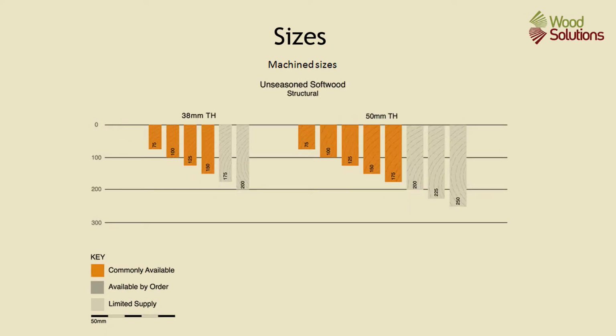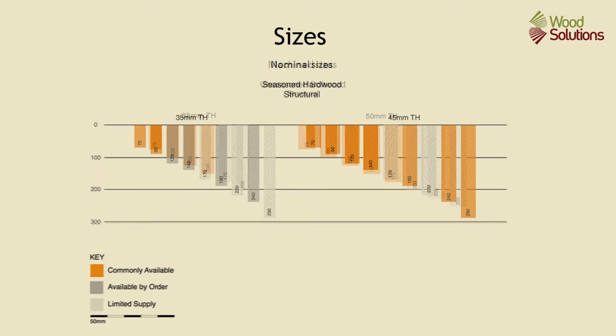Unseasoned structural softwood is available especially as treated material. Unseasoned, untreated material is not common in the market. It is available in standard thicknesses of 38 and 50mm. Widths generally range from 75 to 200 and 250mm. Material with thicknesses of 75, 100, 125, 150 and 200mm is also available.